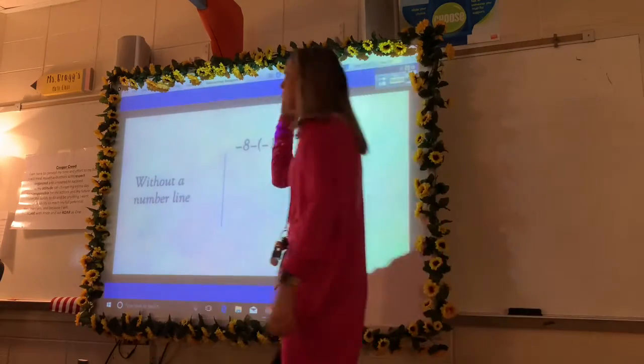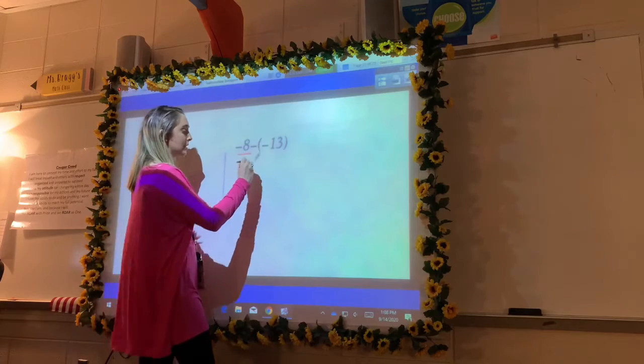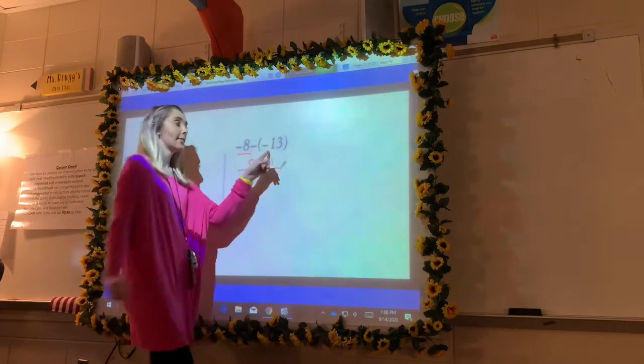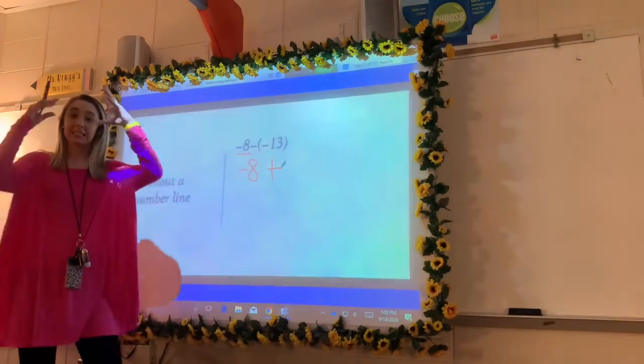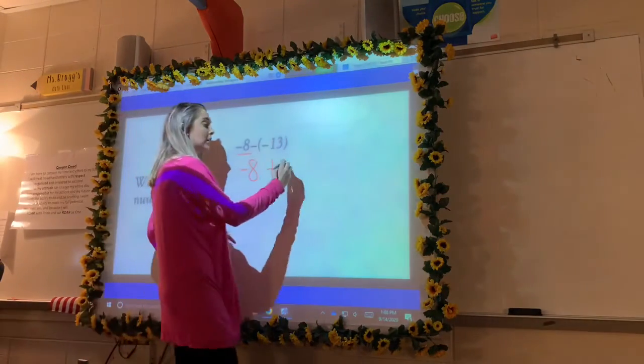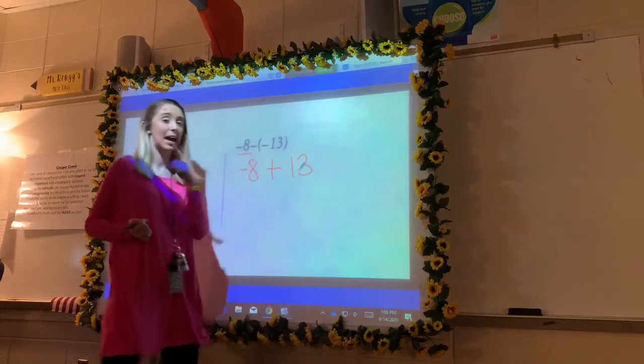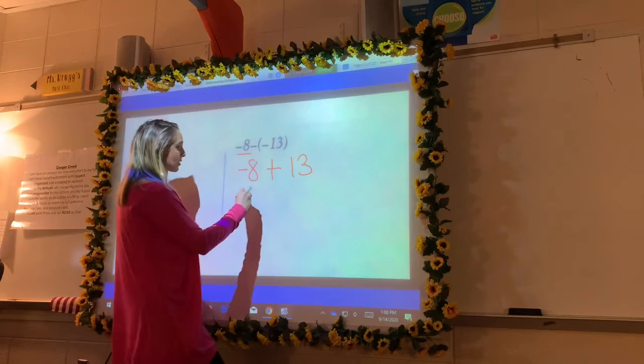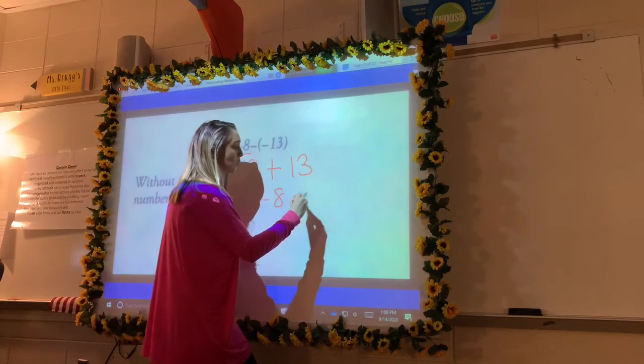All right, so we don't touch this first number. This stays -8. We turn subtraction into addition. This negative 13 is inside of parentheses, so it is negative. So we're adding a positive 13 because we add the opposite. Signs are different, so we're going to subtract. So 13 minus 8 would give us 5.